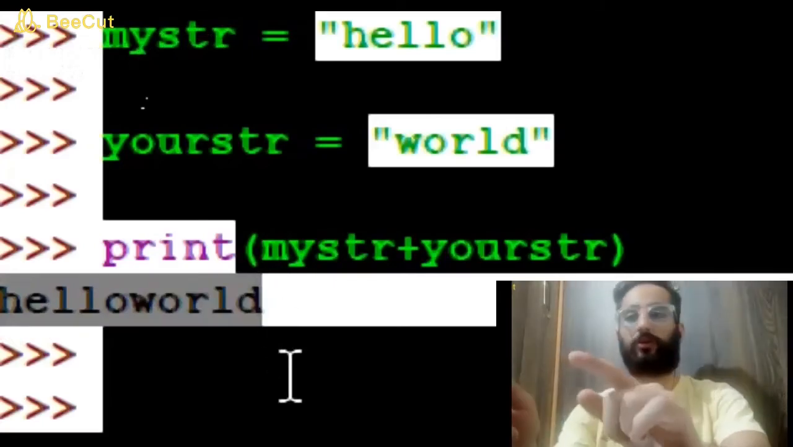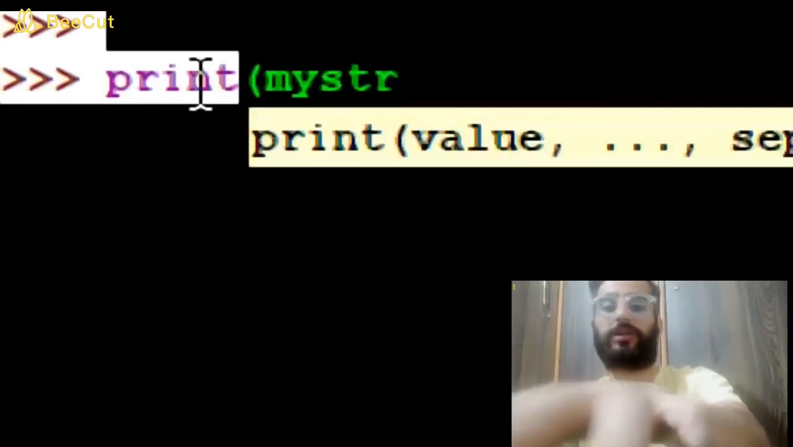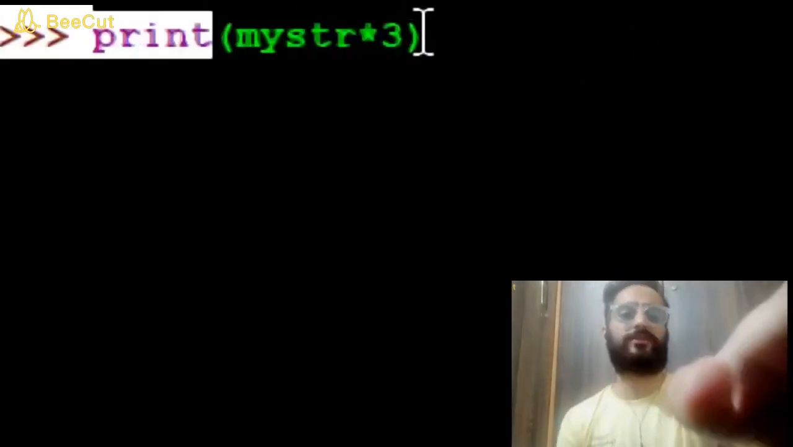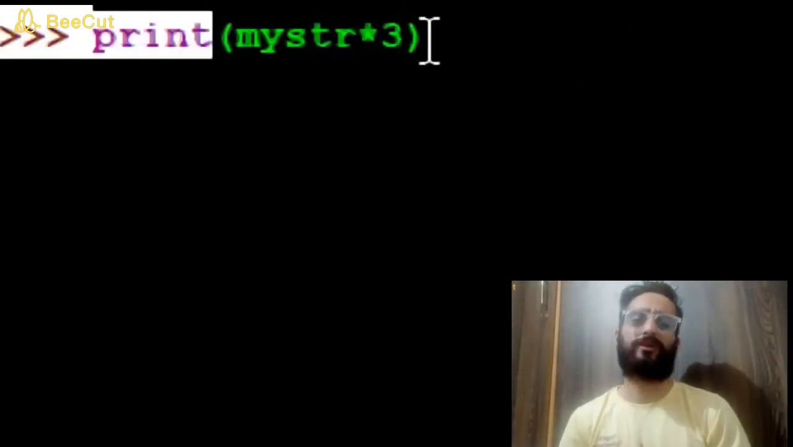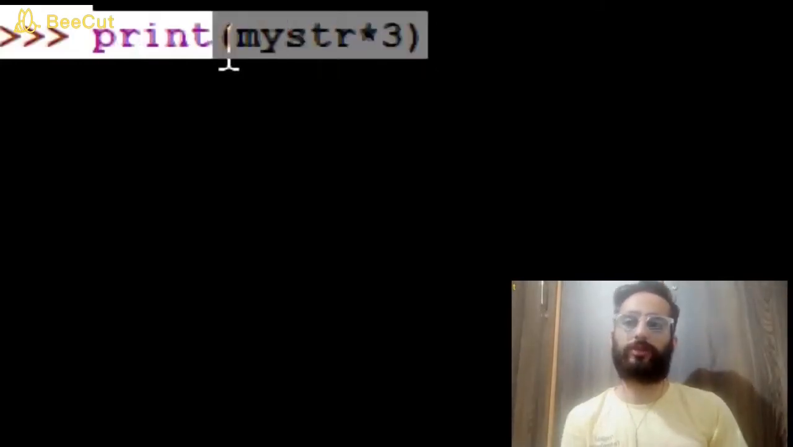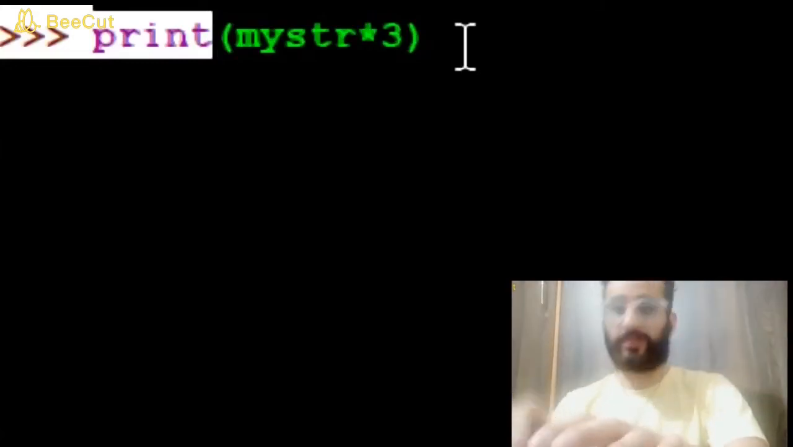Now let's see the multiplication operation with the same strings. We already have the string my string. Let's check on that. Print my string multiplied by 3. By looking at it, that statement doesn't give any sense really, right? We are multiplying a string by an integer. What should it give? But the concept here is that whenever we multiply a string value by an integer number in Python, it prints the repetition of that value. So let's see what actually it does.